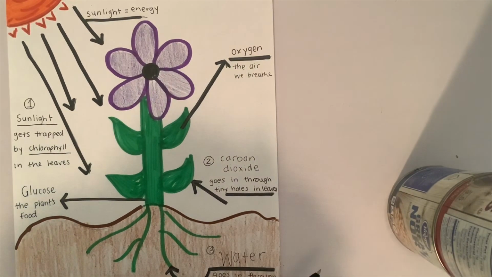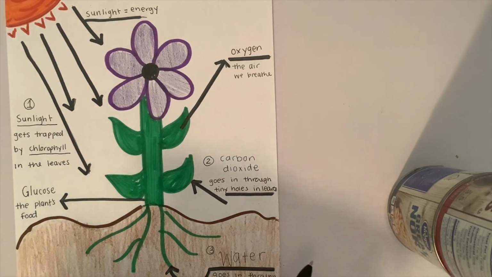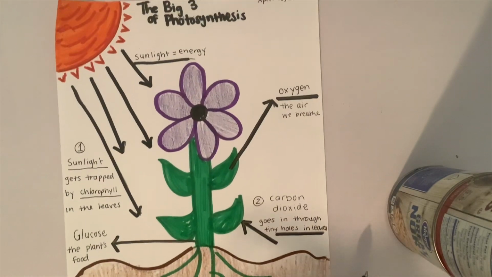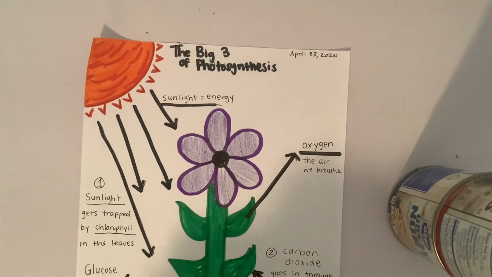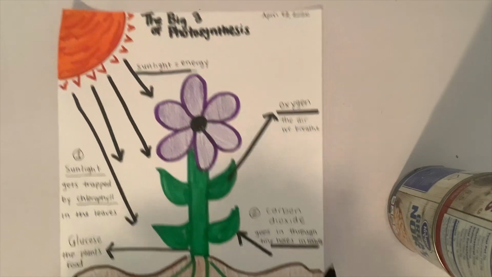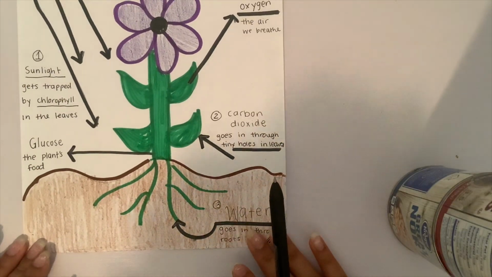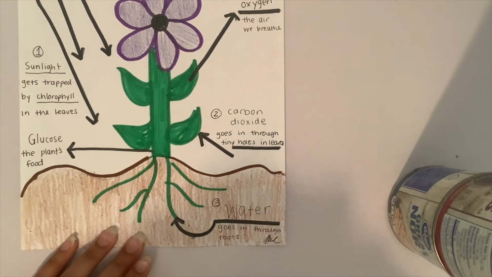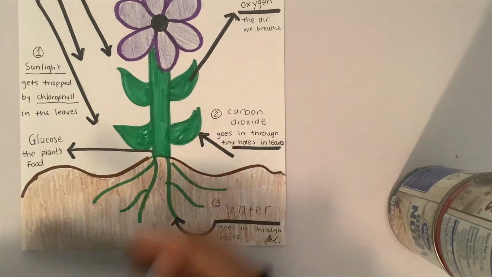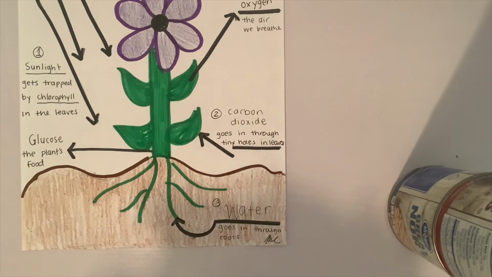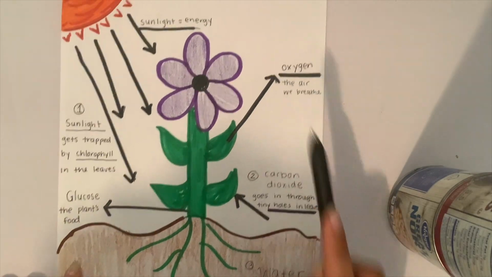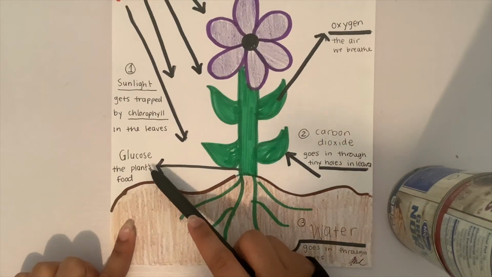Does that make sense? All right, so now we know the big three of photosynthesis. We know 1 is sunlight, 2 is carbon dioxide, and 3 is water. And the plant takes all of these things and does its big performance of photosynthesis and gives us oxygen in the air and makes glucose for itself.